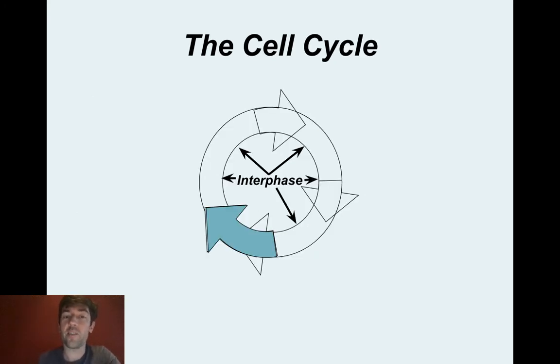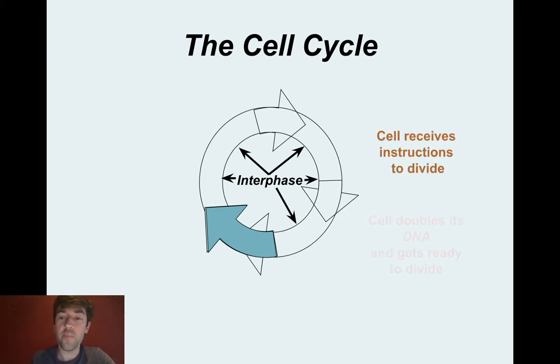So this is what the cell cycle looks like, and these are kind of the steps it goes through. First, the cell receives instructions to divide, and once it receives those instructions, it doubles its DNA, because every cell needs to have DNA. And so if this one cell is going to split into two identical copies, then it needs two copies of the DNA. That's the first thing that happens. So it doubles its DNA and gets ready to divide.